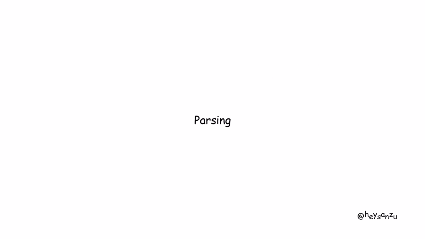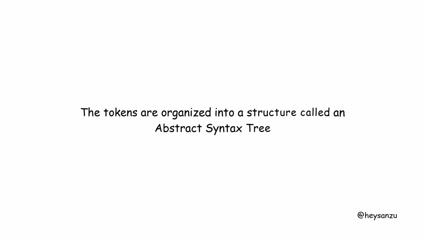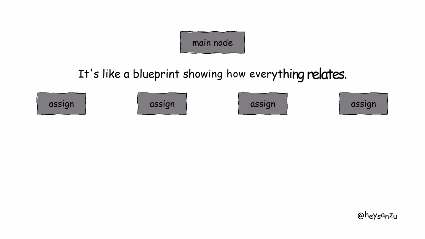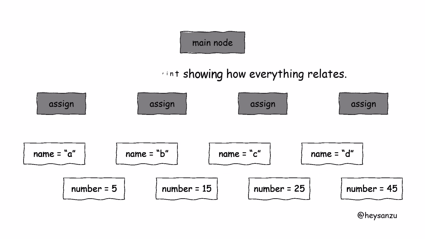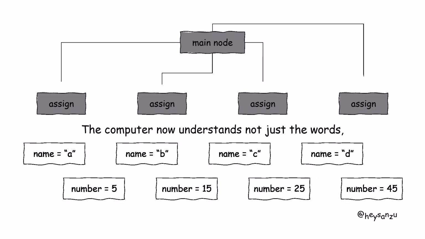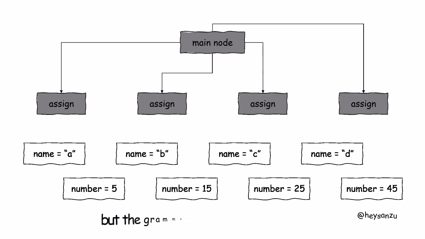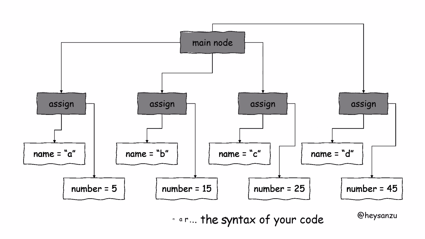Next, parsing. The tokens are organized into a structure called an abstract syntax tree. It's like a blueprint showing how everything relates. The computer now understands not just the words, but the grammar, the syntax of your code.